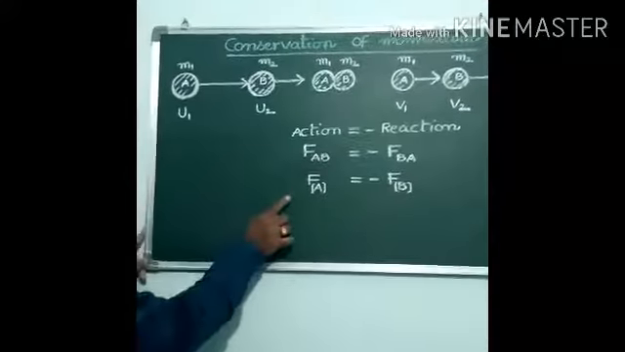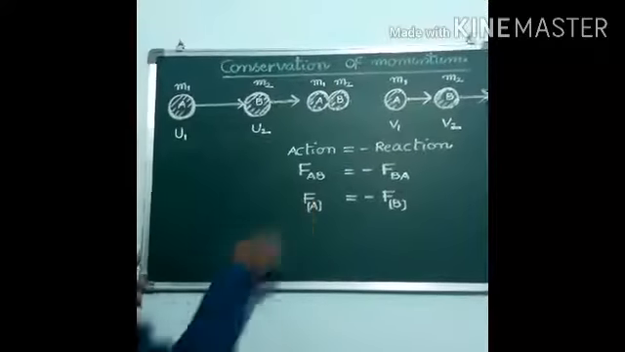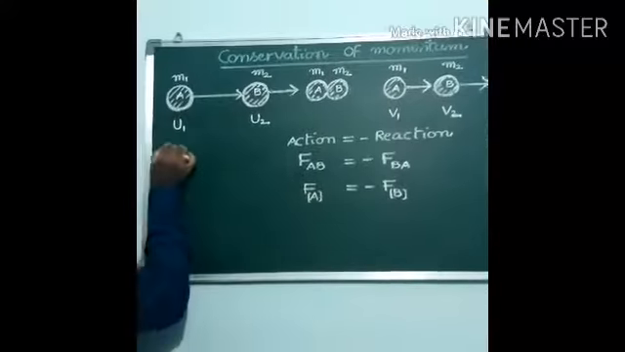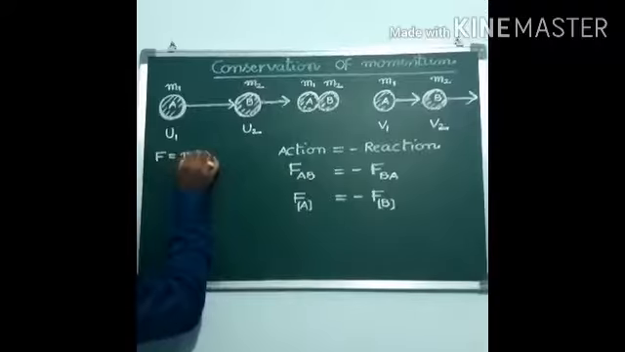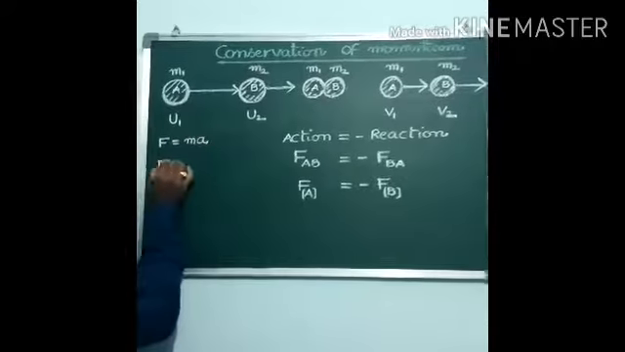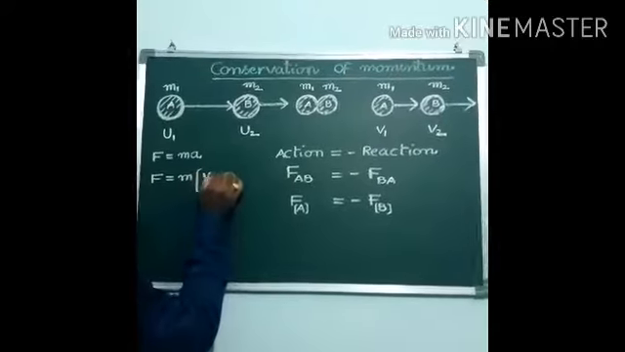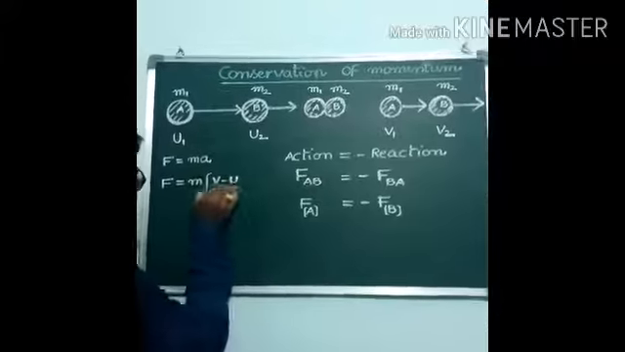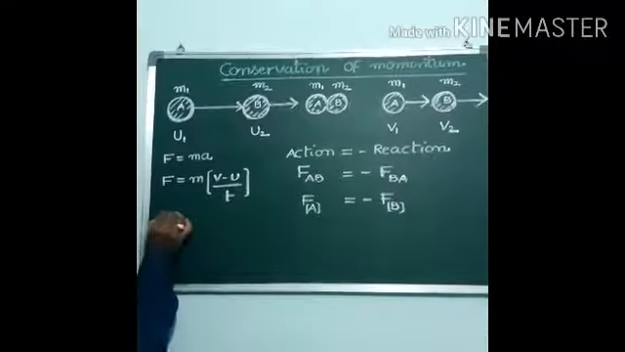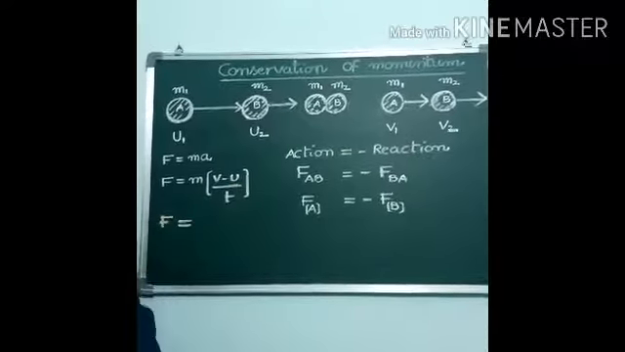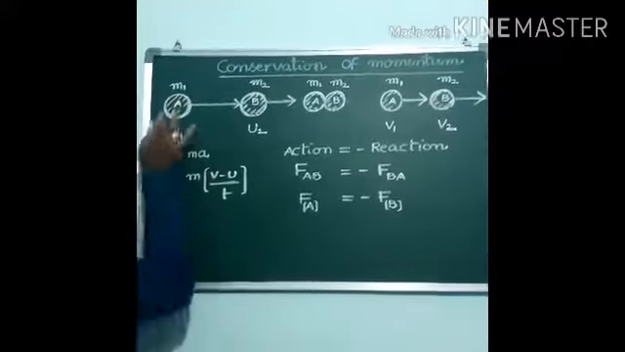Going to calculate the force applied by the mass of the spherical objects. Before calculating the force, you know the formula F equal to ma, and the acceleration formula is (v minus u) by t. Therefore, F equal to m times (v minus u) by t. So I am going to calculate for spherical object A, whose mass is m1.